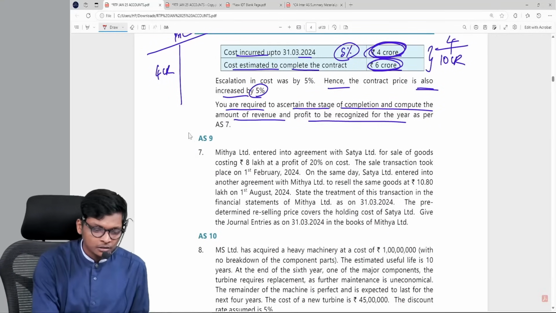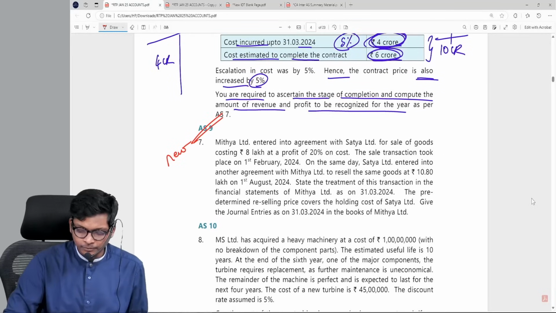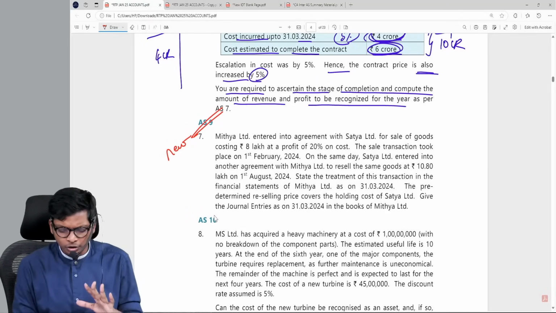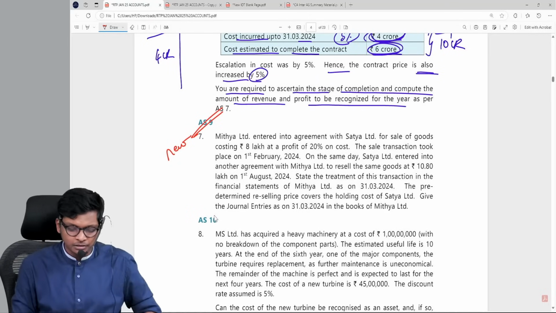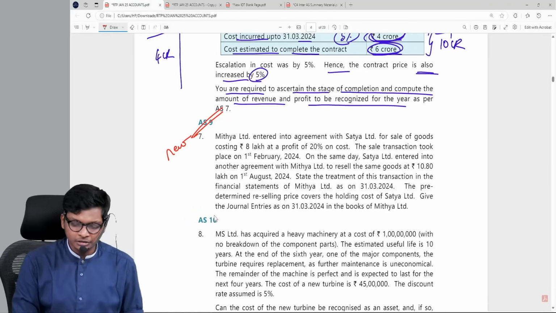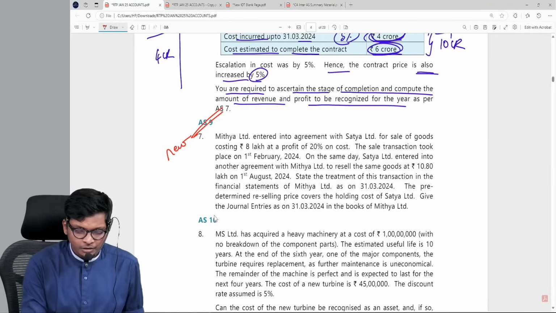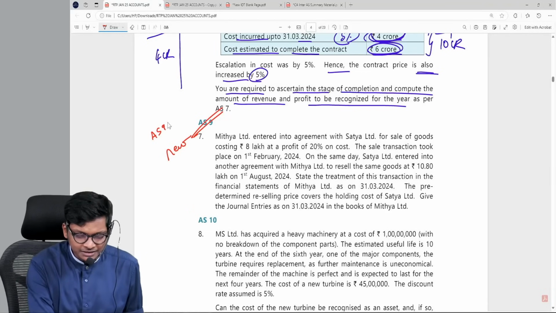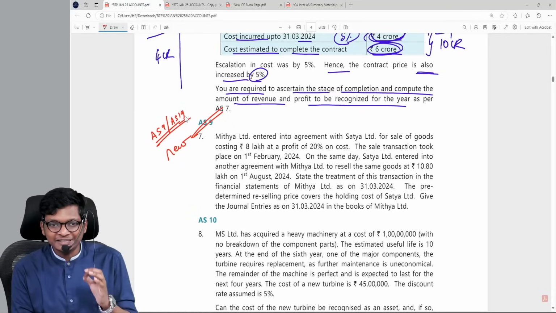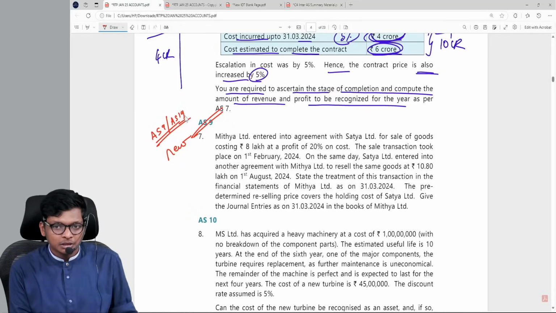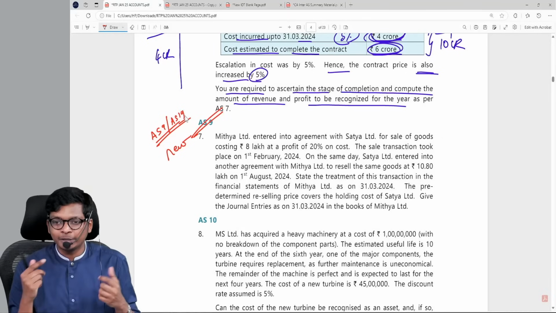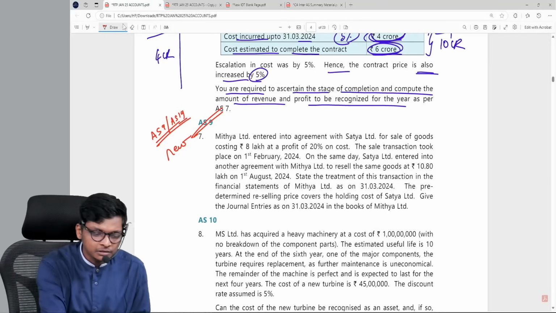Okay, fine. AS9 is a new question. We will come to this. And then AS10 is not a new question, that is there in the study material practical. 9 is again a new question, a good one. What they have done is merge AS9 along with AS19. In AS19 there's a concept called sale and lease back. Those provisions they have brought into AS9. Beautiful integration of two standards.